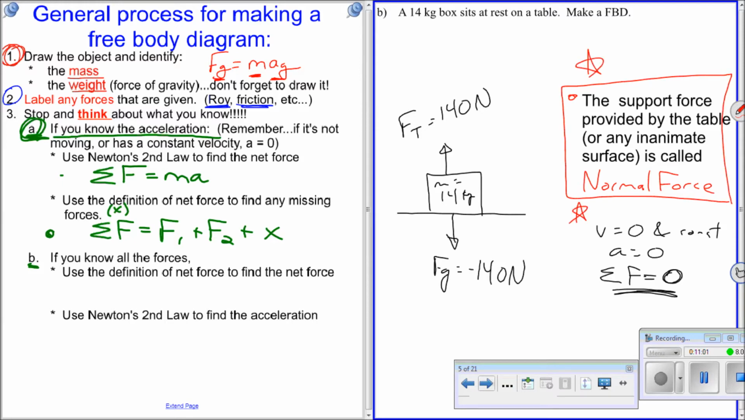Okay? So this, what I've got here labeled as Ft, as in force of table, from now on we're going to call Fn, as in normal force. Okay? So that is that. All right.